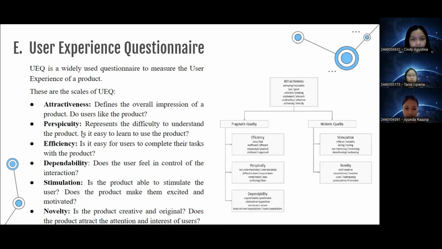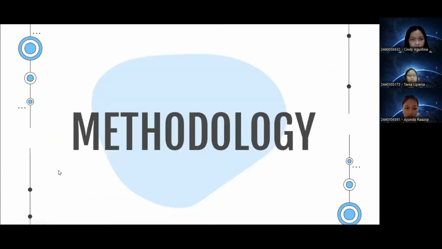Efficiency, is it easy for users to complete their tasks with the product? Dependability, does the user feel in control of the interaction? Stimulation, is the product able to stimulate the user? Does the product make them excited and motivated? Novelty, is the product creative and original? Does the product attract the attention and interest of users?